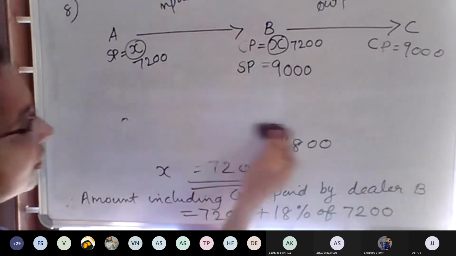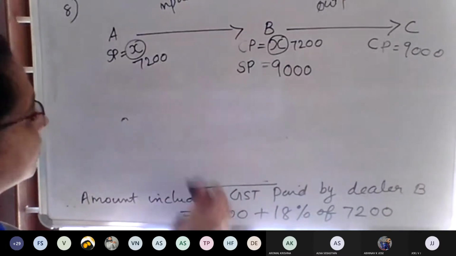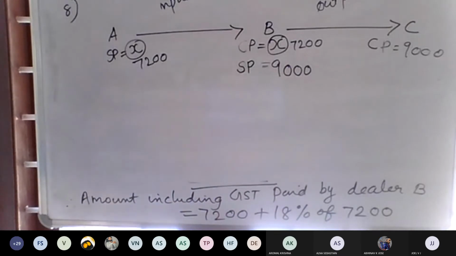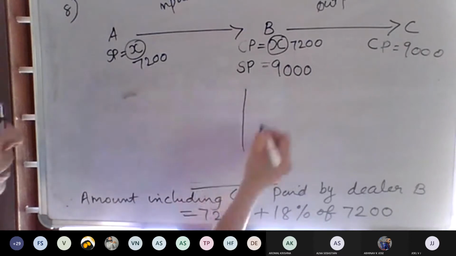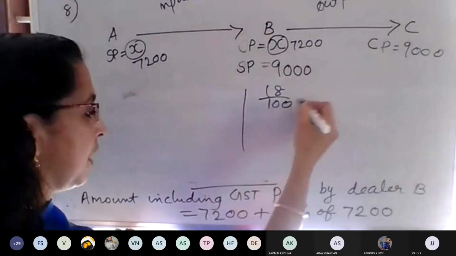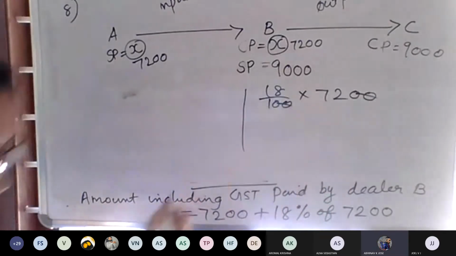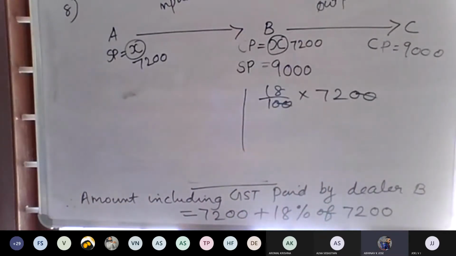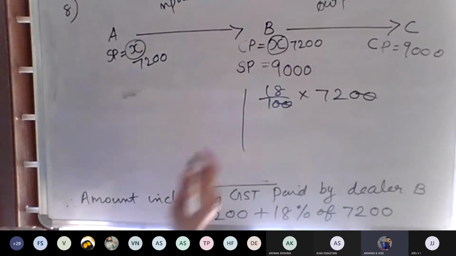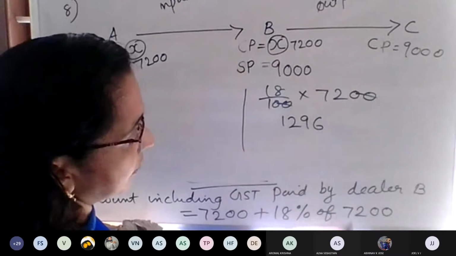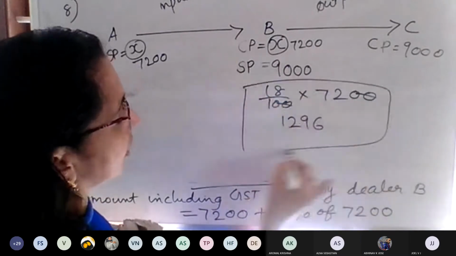If you do that here itself, you will forget to add this 7,200. So better do this calculation in the working column. Before that, do the working column: 18 by 100 into 7,200. That is 1,296. Okay, 1,296 is the value of 18% of 7,200.